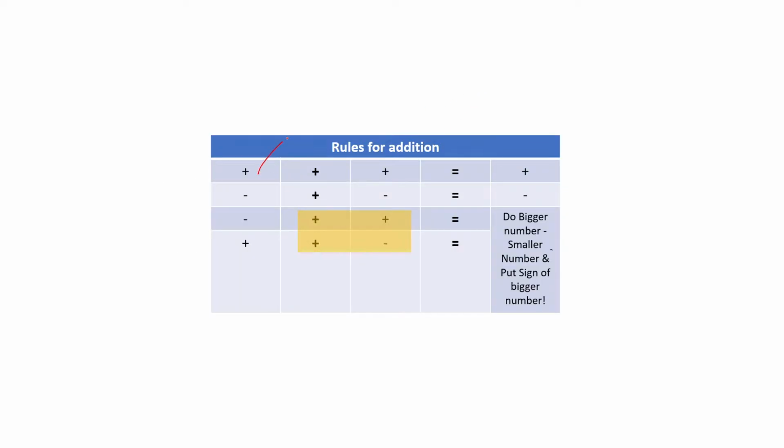If you add two positive numbers, the final answer will be positive. For example, 3 plus 4. What is that? 7. The 3 is actually positive 3, 4 is actually positive 4. So a positive value and a positive value is added, we are getting a positive answer. This is the first thing.